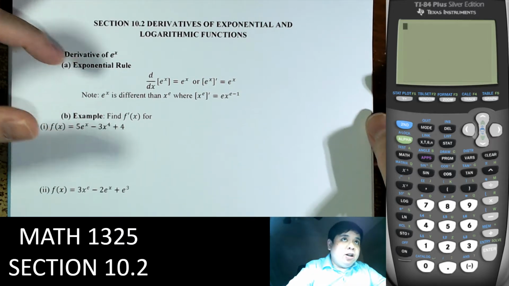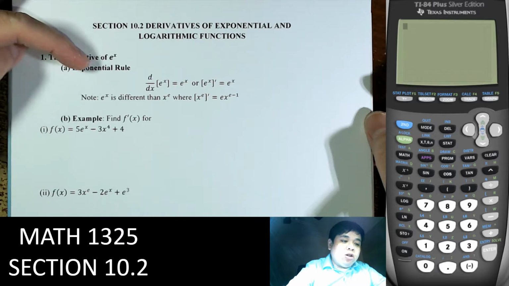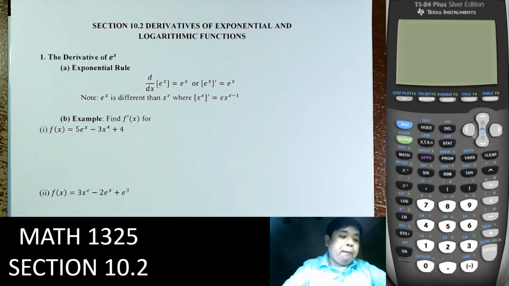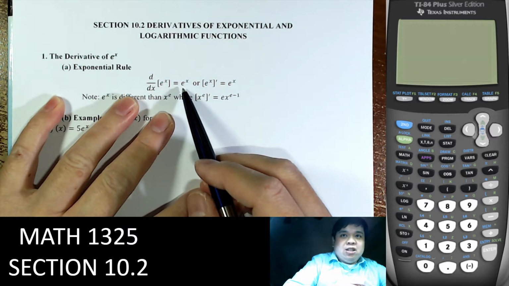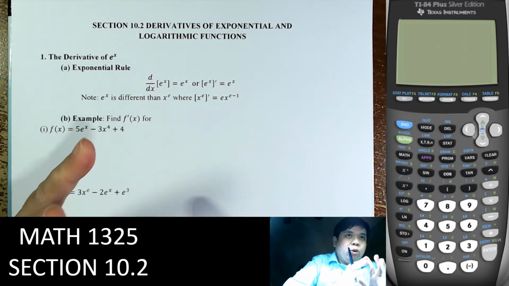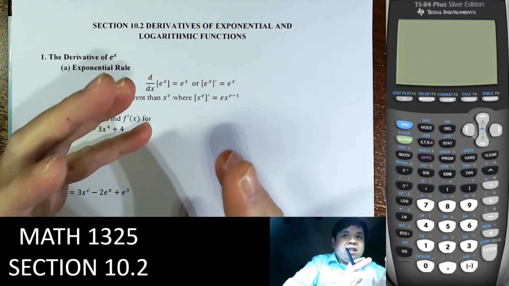Derivative of exponential function. Now we just focus on e to the x. So the derivative of e to the x is e to the x. It is the only function where the derivative is itself.